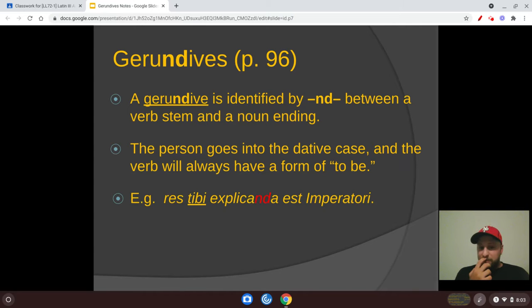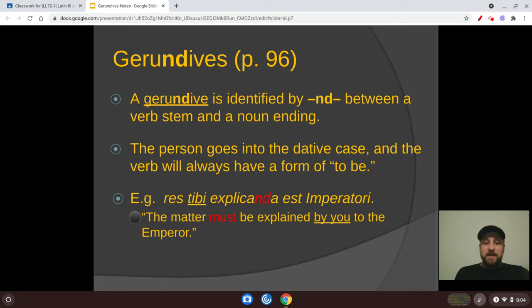So here's an example. Res tibi explicanda est imperatori. We just saw necesse est tibi rem explicare imperatori, which is it is blank for blank to blank. But now we have an ND plus a form of the verb to be like est. And so it means it must be explained. So literally, this construction is translated, the matter must be explained by you to the emperor. All right, that's what it actually is.